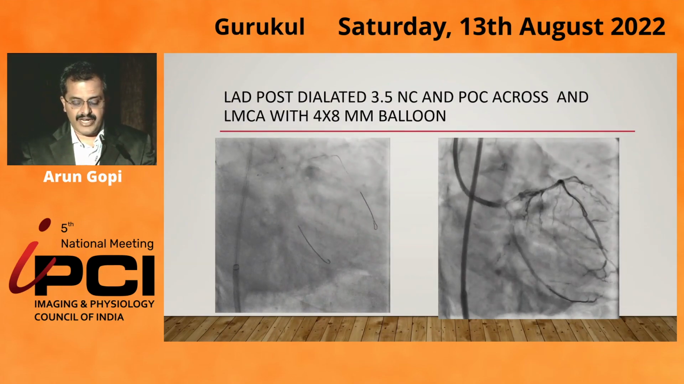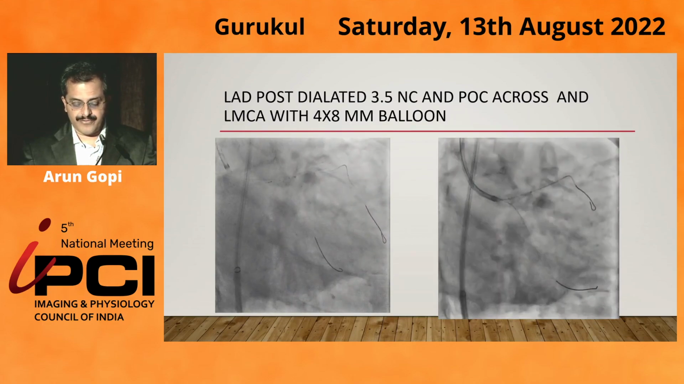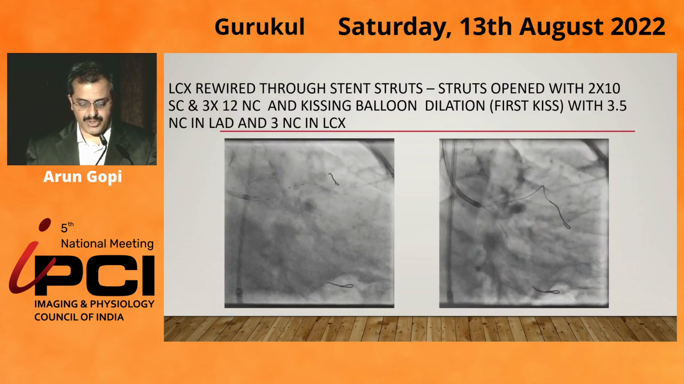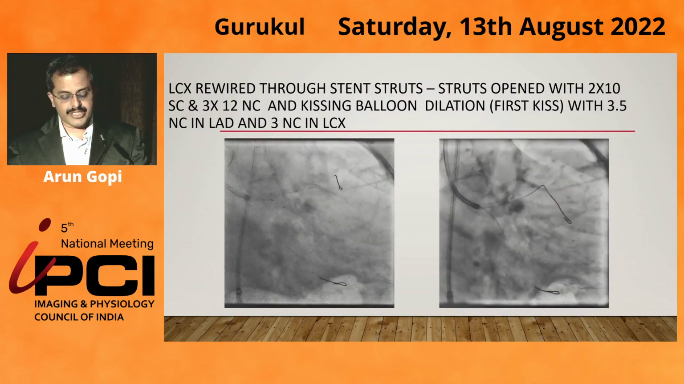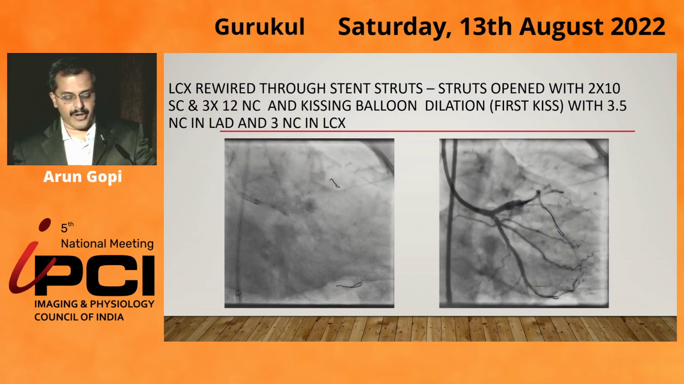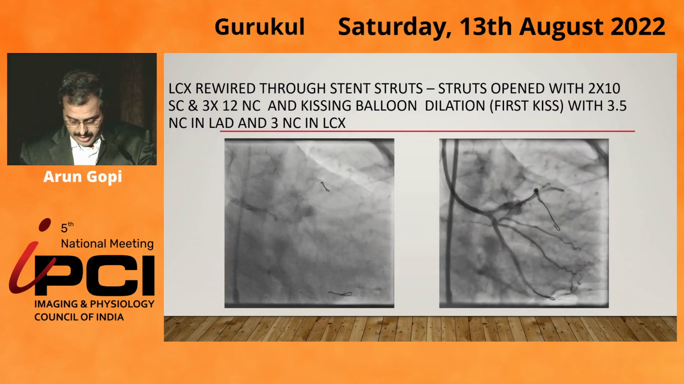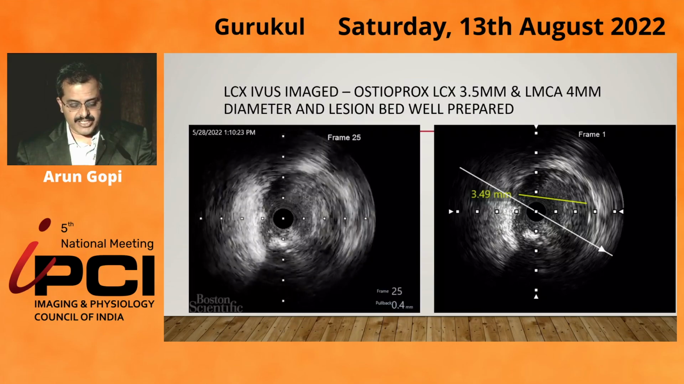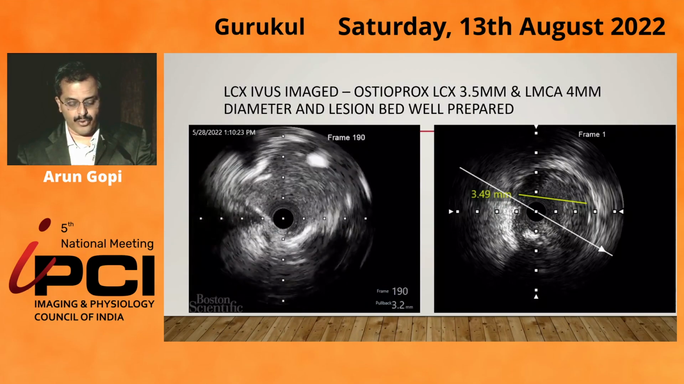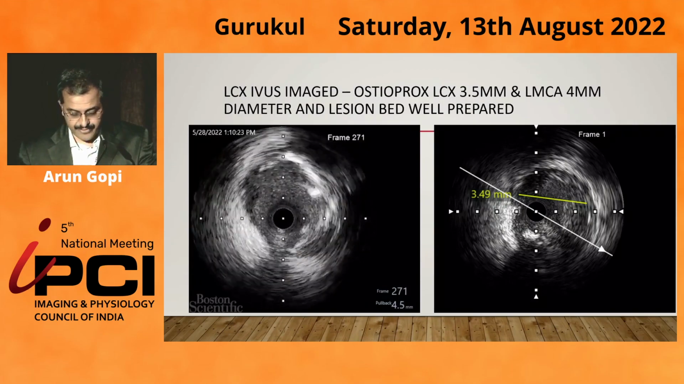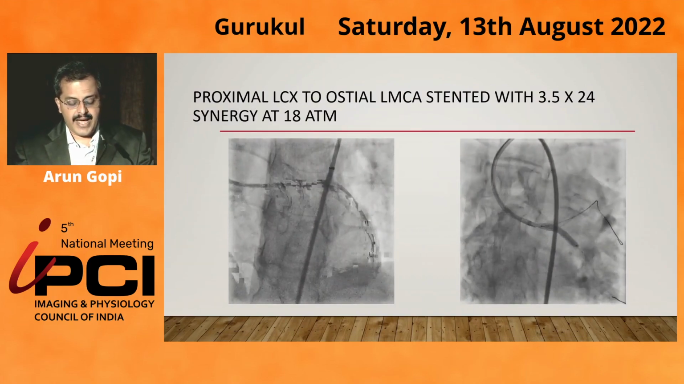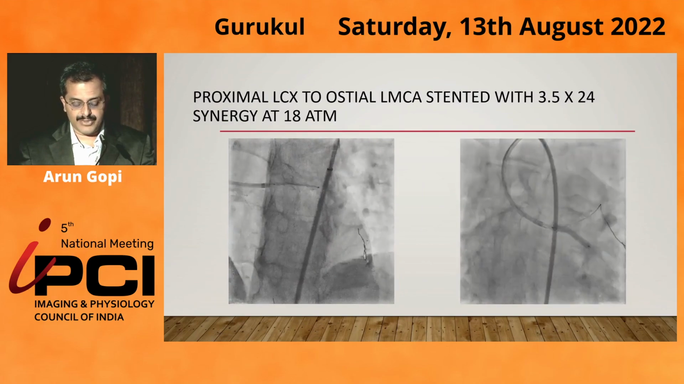We expanded the ostium of LAD with a 3.5 non-compliant balloon, and the polygon of confluence and distal LM with a 4.0 non-compliant balloon. Subsequently, the LCx was rewired through the stent struts. The struts were sequentially opened with a 2.0 and 3.0 non-compliant balloon, and the first kiss was done with a 3.5 balloon in LAD and 3.0 balloon in LCx. After this, we imaged the left circumflex to understand the reference diameters. The proximal circ was 3.5, LM was 4, and the lesion bed was adequately prepared after the first kissing balloon. So we took a 3.5 by 24 Synergy and placed it from proximal circumflex to ostium LMCA and then deployed it.